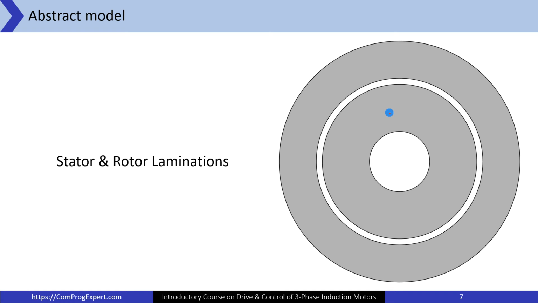But how can we develop the abstract model? Here we have the stator and rotor laminations in the abstract model. Yes, this is the rotor lamination and this is the stator lamination. We have a uniform air gap here in this figure. I neglected the effect of slots. Here I am discussing this abstract model for a two-pole motor. Easily we can extend it for motors with a higher number of poles.